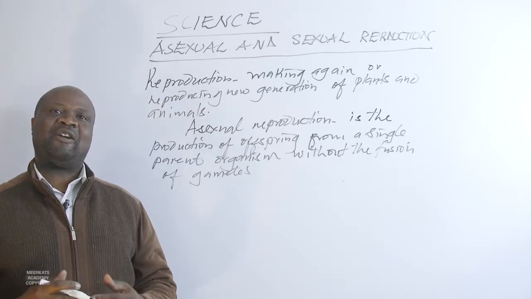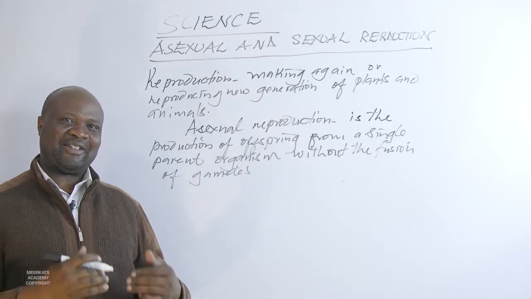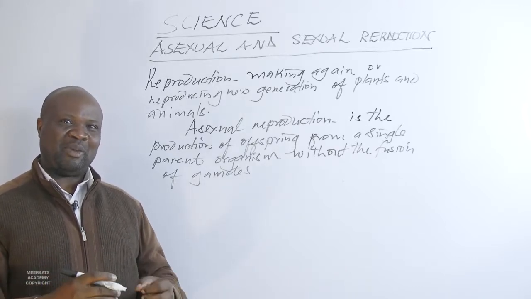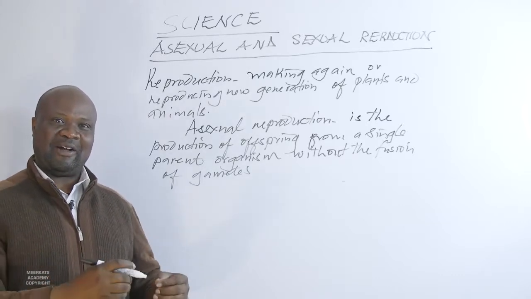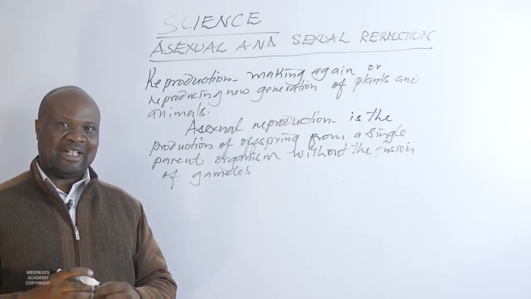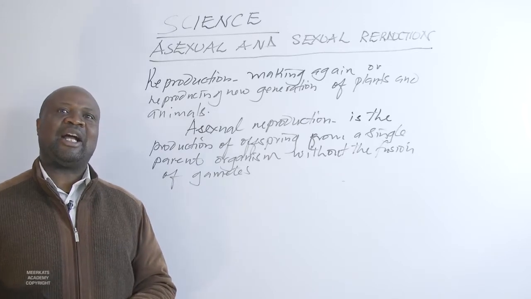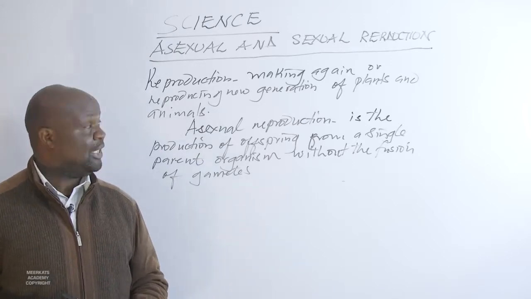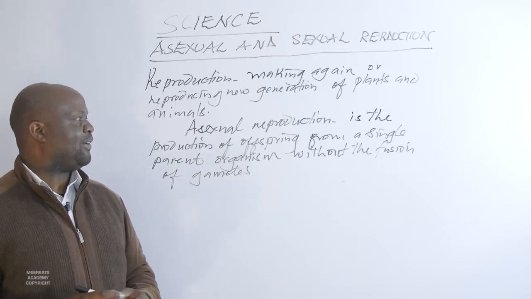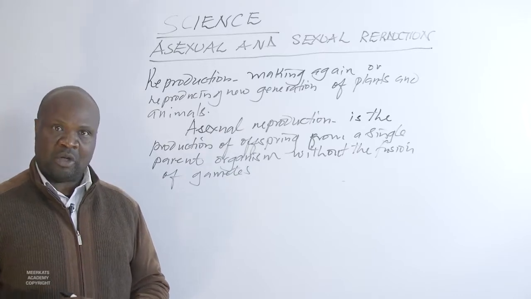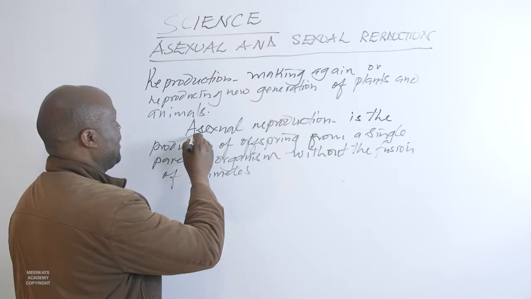So if we are trying to make again a similar organism, when we get another offspring that is similar to the parent organism, and yet it is just a single organism that is giving rise to another new offspring, then such a kind of reproduction or multiplication is what we term asexual reproduction. It is the production of an offspring from a single parent organism without the fusion of gametes.